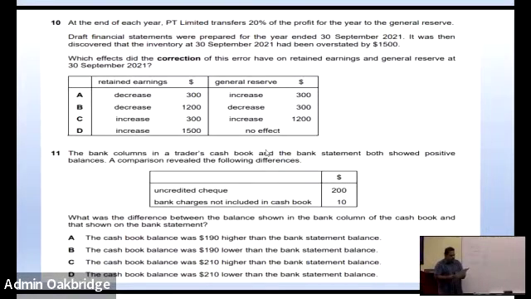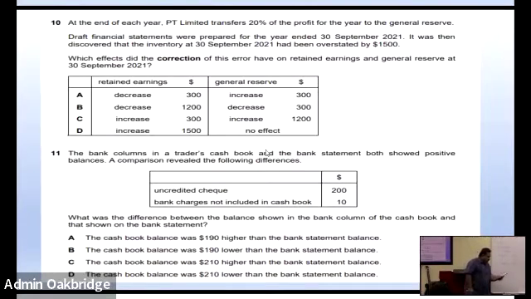What are they asking you? Both shown positive balances means what? Guys, what's the meaning of both shown positive balances? Cash book, bank column debit balance, bank statement will be? Bank statement will be what? Credit balance, because you know it's the opposite. Okay?